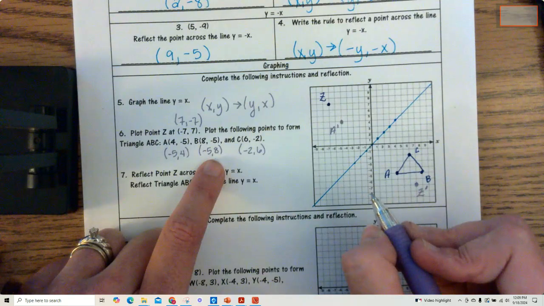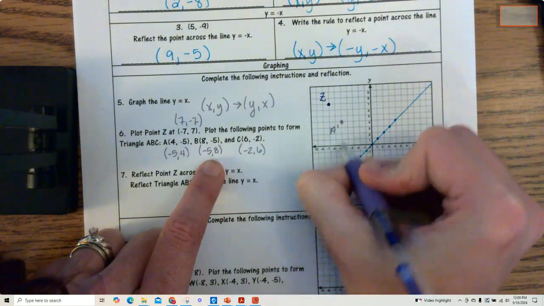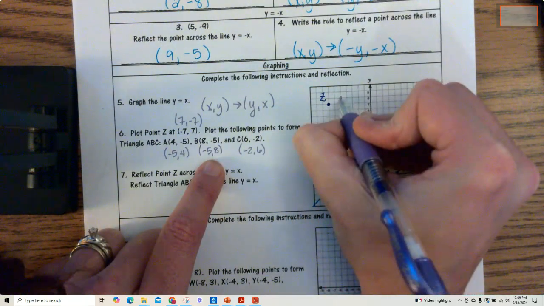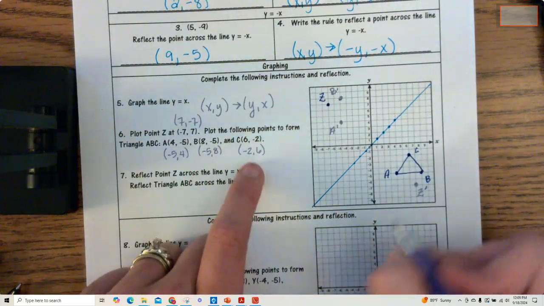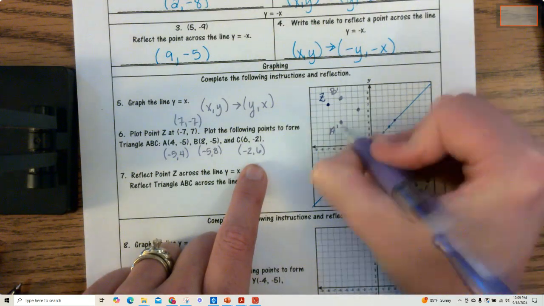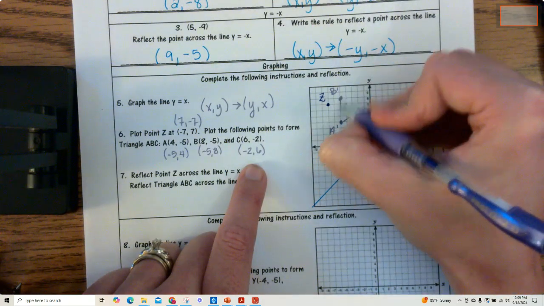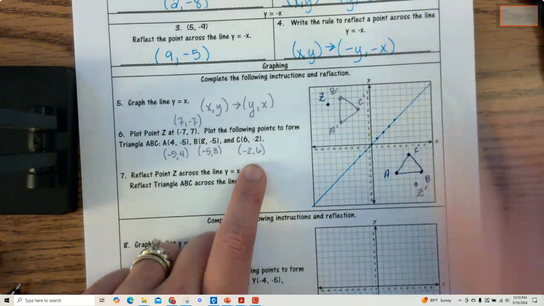B is going to be at, or negative 5, sorry, negative 5, 8. So that's going to be B prime. And then C is going to be at negative 2, 6. And if we connect the dots, that would be C prime.